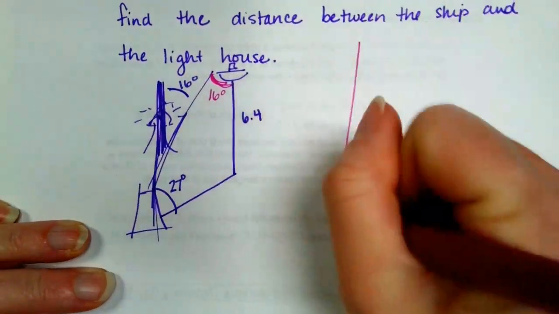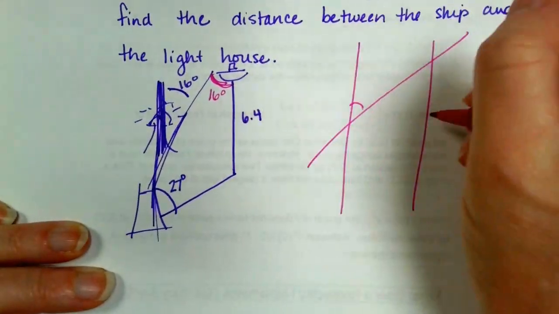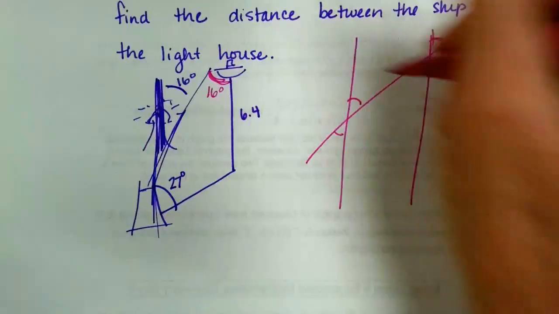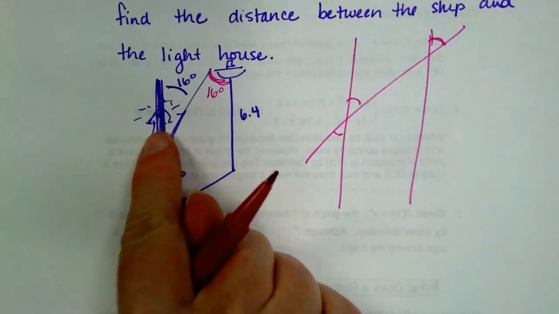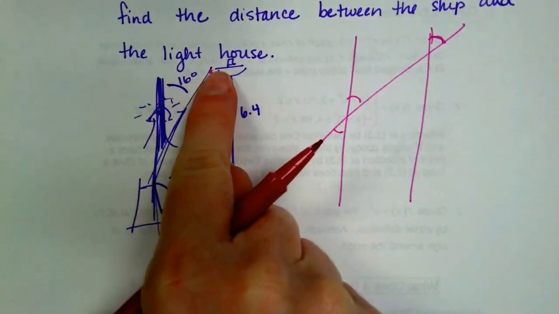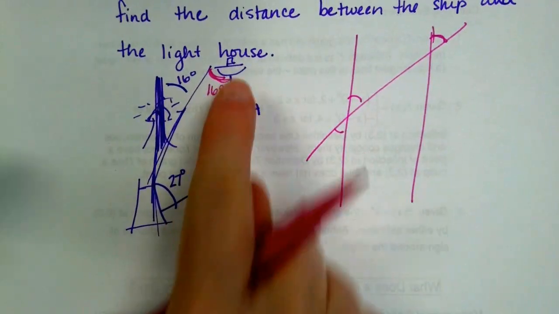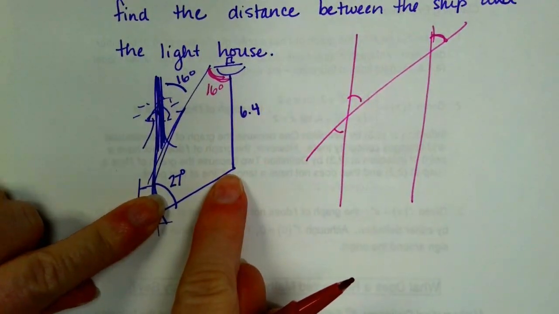Because you have this is 16, which means that is also 16, so it's parallel lines cut by a transversal. And so this is alternate interior angles are congruent. So that means this is 16, this is 27, and I could get this.